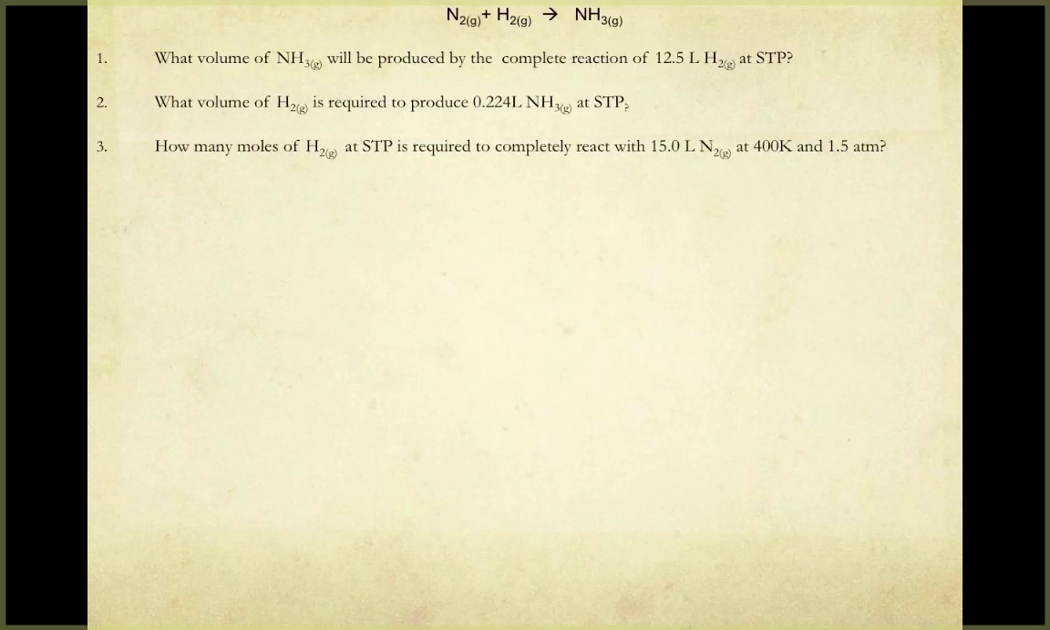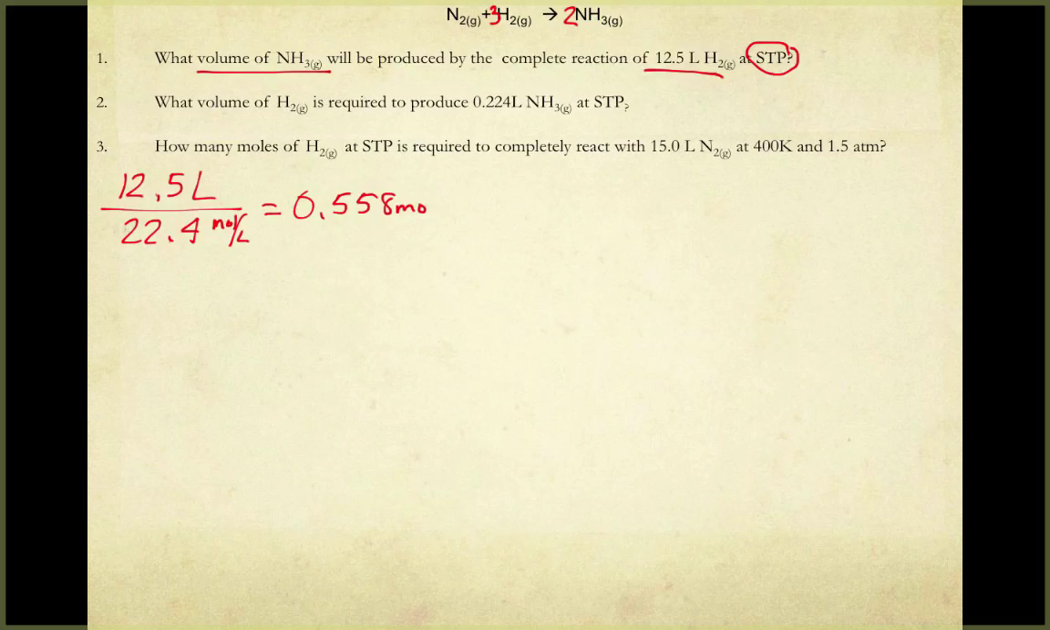Like any stoichiometry problem, I have to start by balancing my equation, which I've just done. Looking at number 1, I'm asked what volume of NH3 will be produced by the complete reaction of 12.5 liters of H2 at STP. Since it's at STP, I can use molar volume and I don't have to use PV equals nRT. Just like a mass-to-mass problem, I need to start by converting what I'm given into moles. In this case, since it's 12.5 liters at STP, I can convert by dividing by 22.4 liters per mole, or molar volume.